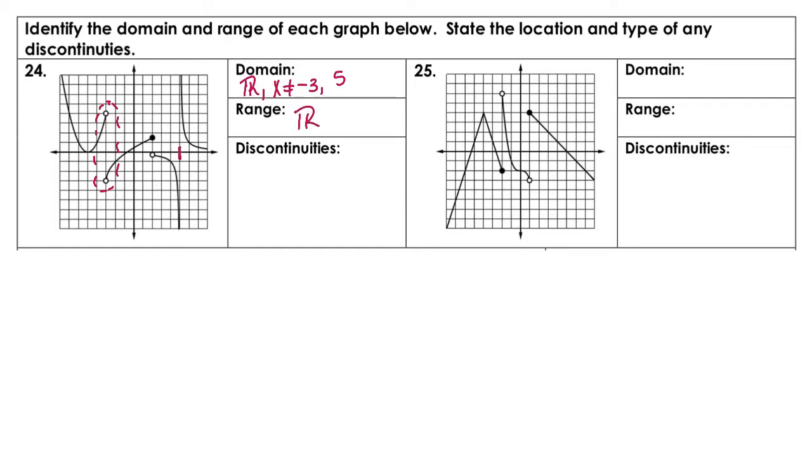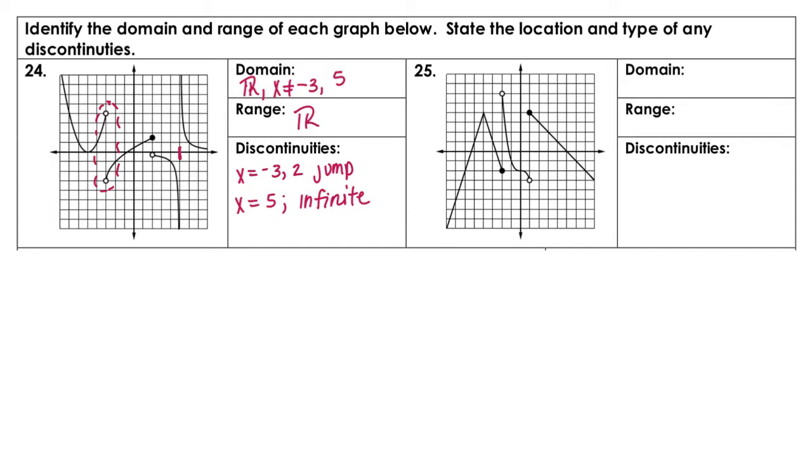And our discontinuities, it looks like at x equals negative 3, and over here at x equals 2, you have a jump discontinuity. And then at x equals 5, you have an infinite or a vertical asymptote, either one.